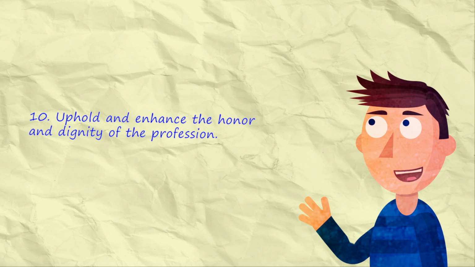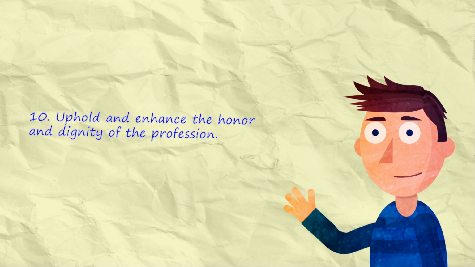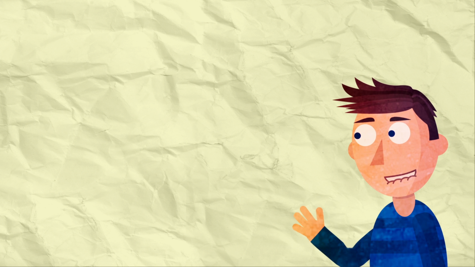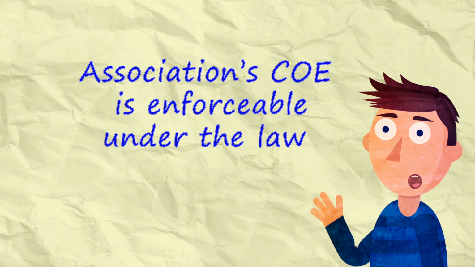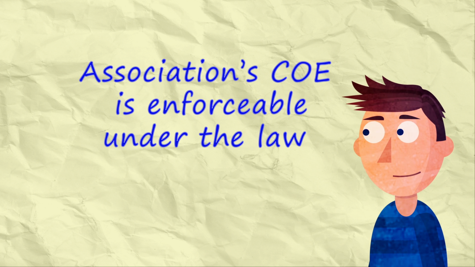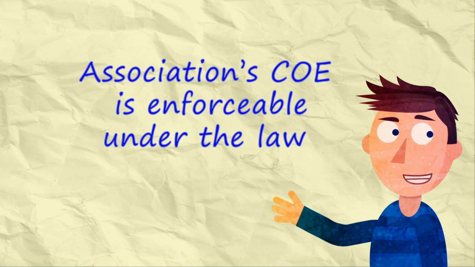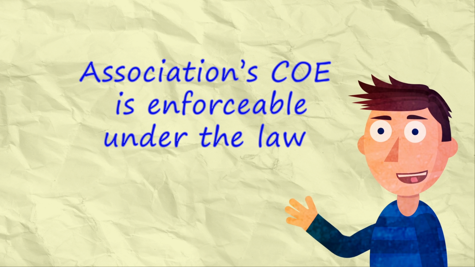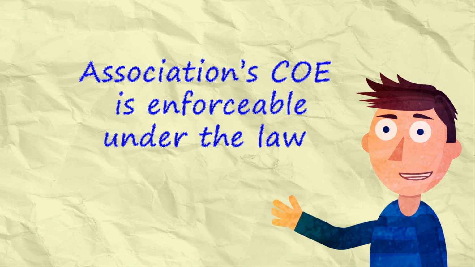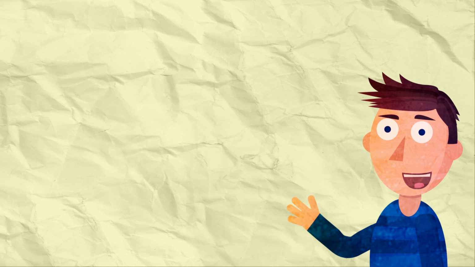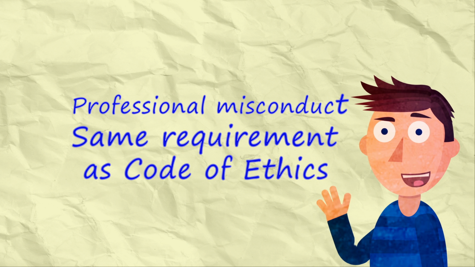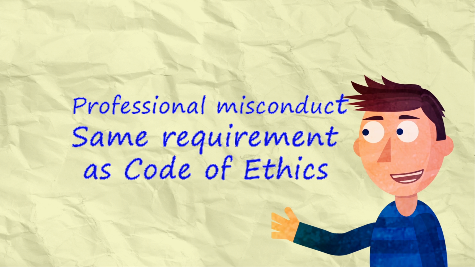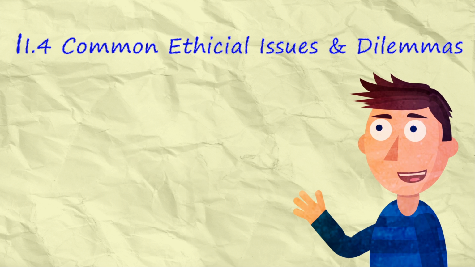For most associations, if a member breaches the Code of Ethics, it will result in discipline. This is because the Code of Ethics in general is enforceable under the Provincial Act, either explicitly or implicitly, with the exception of Professional Engineers Ontario's Code of Ethics, which is slightly different and is not enforceable under the Act. However, the Provincial Act provides a detailed definition of professional misconduct that basically has the same requirements as the Code of Conduct.